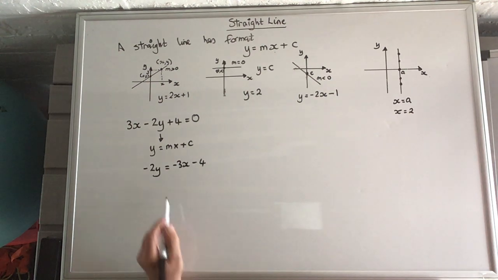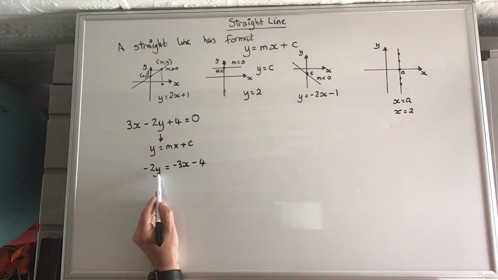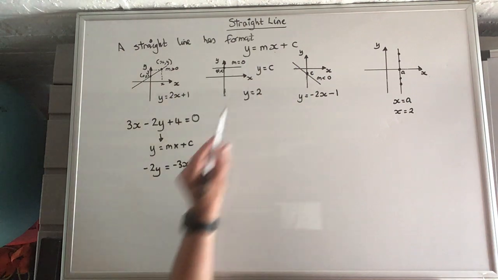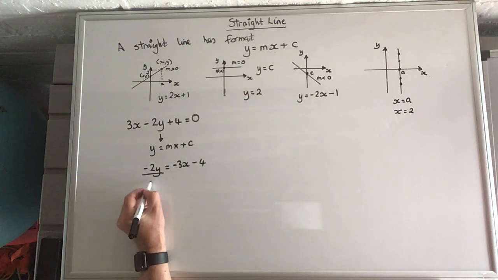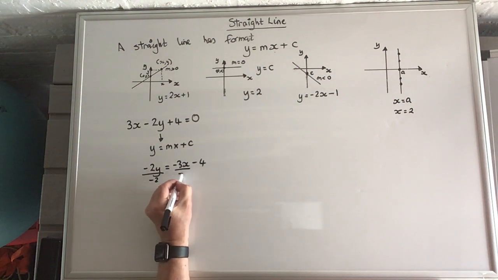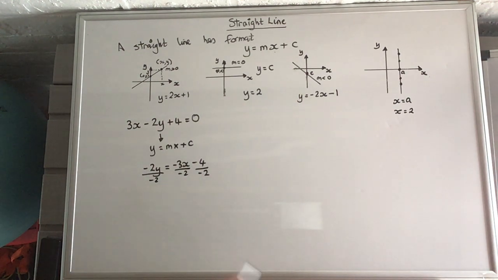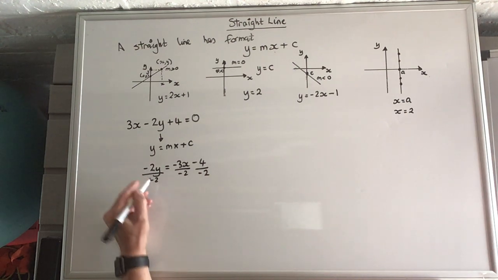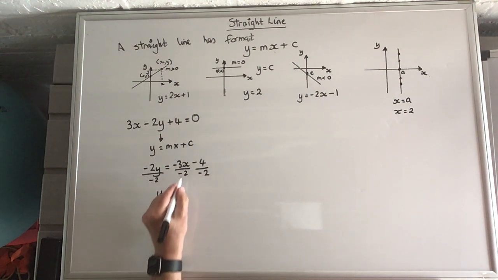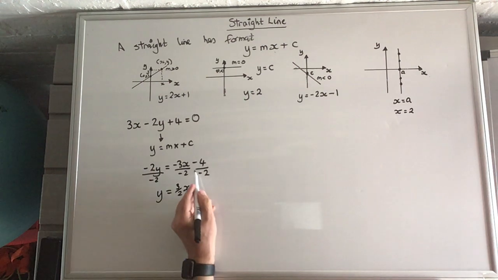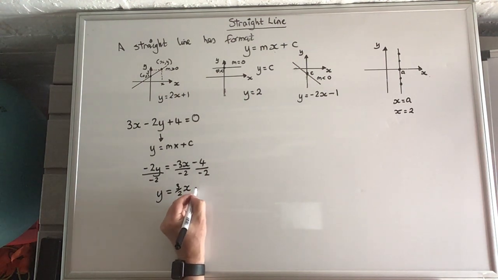The last thing we have to do, this is not in the right format yet because it has to be just y. It can't be minus 2y, it has to be y. Look at the format of the equation. So I'm going to divide through by minus 2. Now I have to divide everything by minus 2. Remember your equation work. So negative 2 divided by negative 2 is 1, so that's just y is equal to, a negative divided by a negative is a positive, so that's 3 over 2x, not a minus, it's positive. And a negative divided by a negative is a positive again, and it's plus 2.